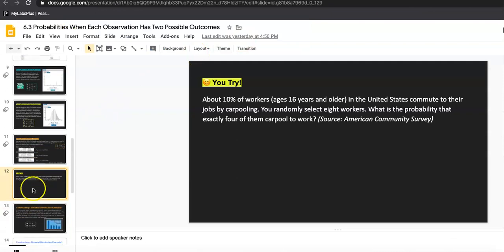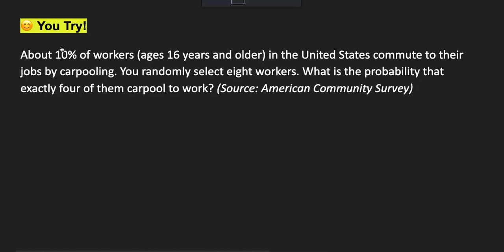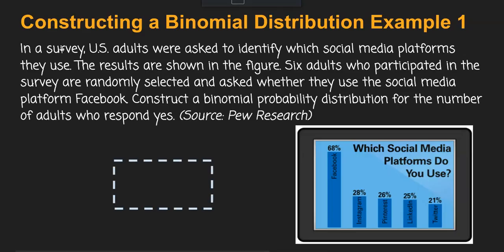We are done with probability examples. Let's talk about something called probability distribution. We're going to construct a binomial distribution table, and it's really nothing more than just finding individual probabilities and putting them in a nice table.